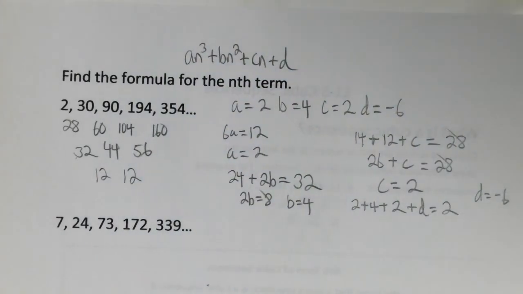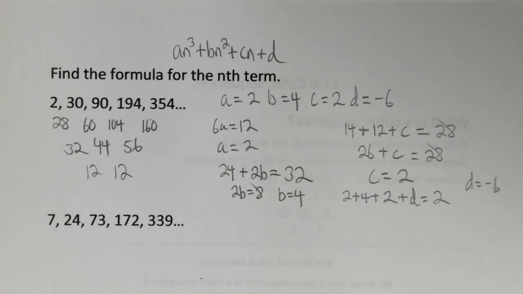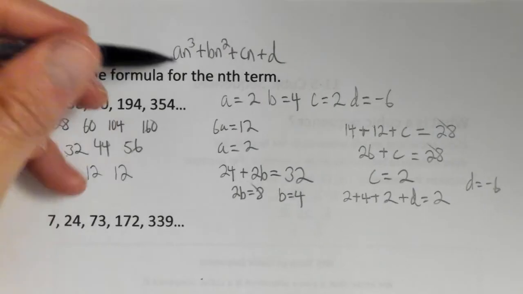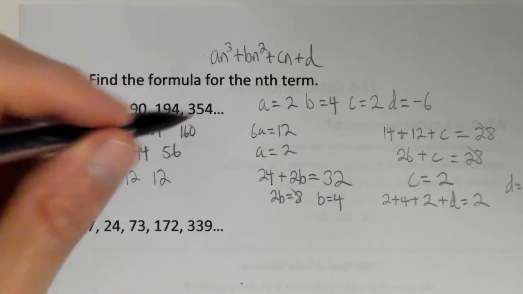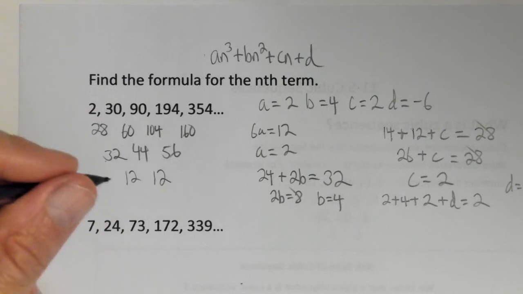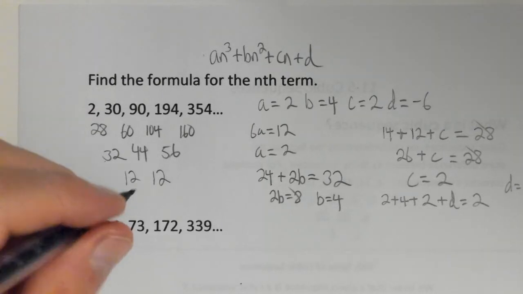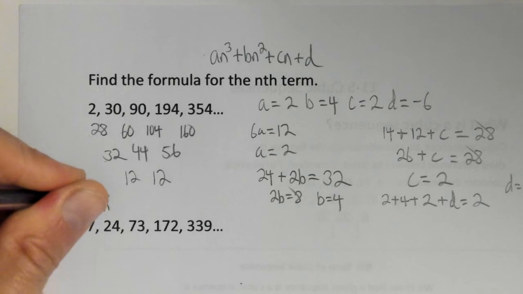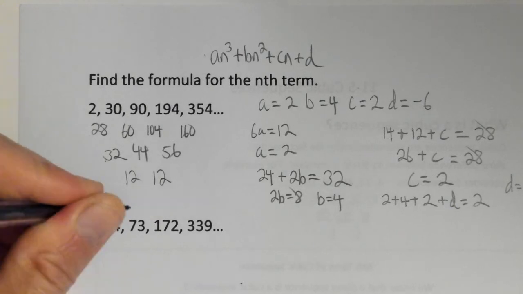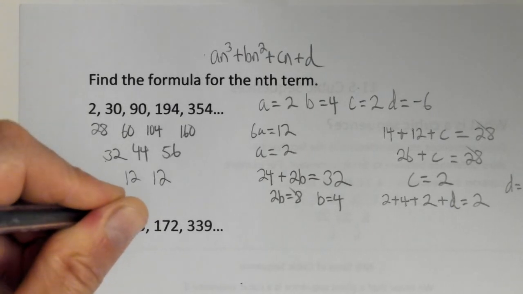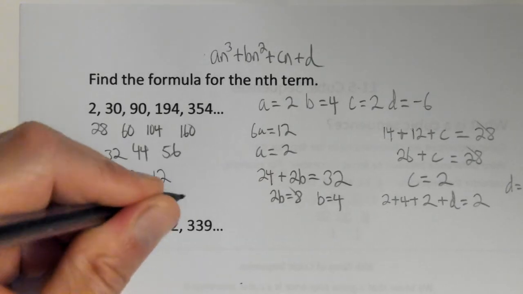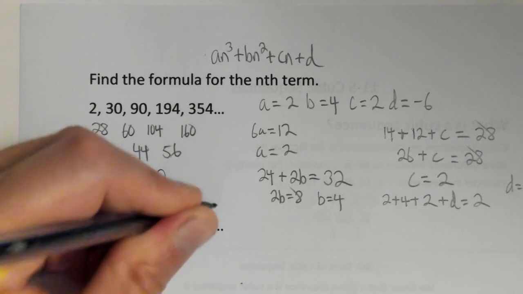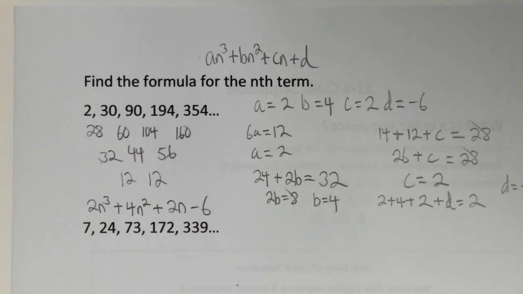So now I have all the values, a, b, c, and d. So I'm ready to plug back into the general form and get the correct equation for the formula for the nth term of this. So when I plug it in, it's going to look like this. It's going to be 2n to the third plus 4n squared, plus 2n minus 6. So that would be the formula for the nth term of this particular sequence.